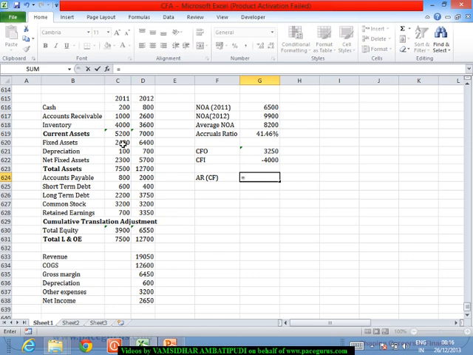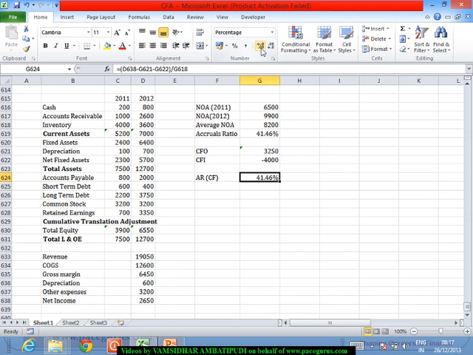So when I want to find out the accruals ratio using the cash flow method, all we do is take net income minus cash flow from operations minus cash flow from investments. This is what we take in the numerator, divided by the average net operating assets. So even this will give me a similar response, around 41.46%.